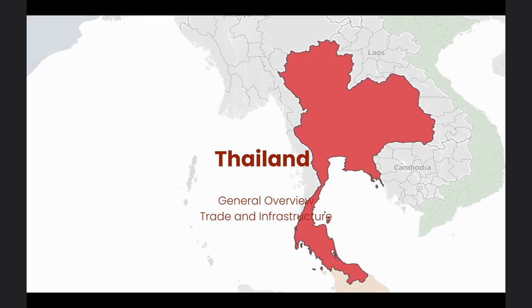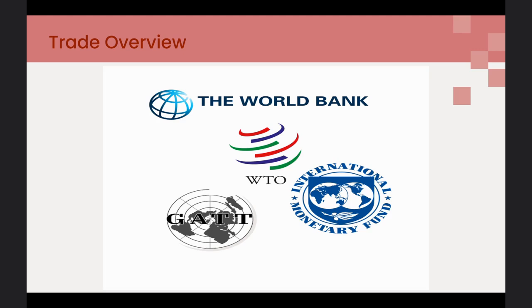Thailand's general overview, trade and infrastructures. Looking at Thailand's trade overview, Thailand's trade policies are shaped by international organizations like WTO, IMF, and World Bank, which advocate for fair trade and economic stability. For US businesses, engaging with these frameworks fosters a more predictable business environment, allowing them to utilize stable trade norms and understand local economic policies.